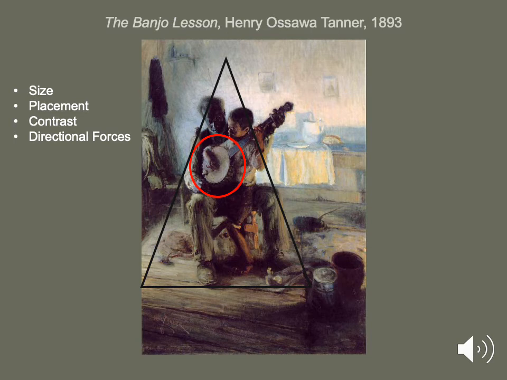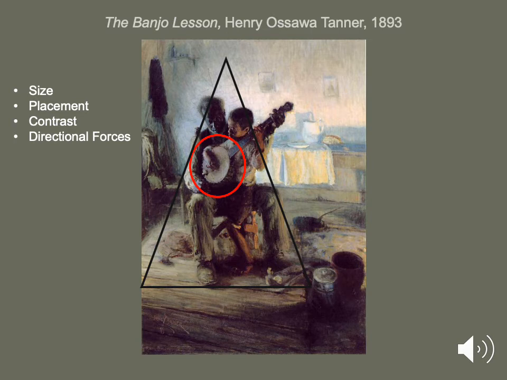So let's go through this list on the left. We have size. So the banjo is the largest shape. Our eye's automatically drawn there. It's also in the middle of the grouping of the figures. So that's another reason our eye is drawn there. Contrast. We have the white banjo against the dark hand. So again, we have contrast that's drawing our eye there.